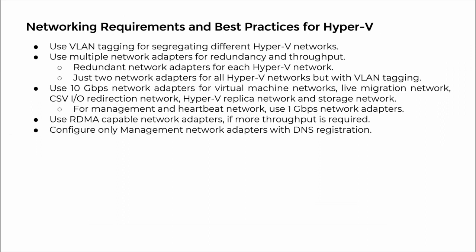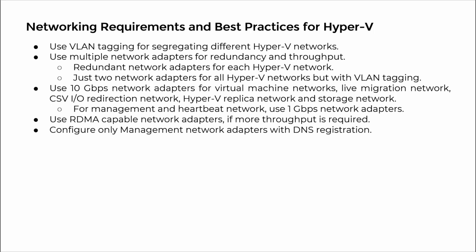Now let's talk about some of the networking requirements and best practices for Hyper-V, because it can become more comprehensive depending on the design of your Hyper-V topology. But here are some of the general requirements and best practices for Hyper-V networking. It is recommended to separate out the different types of network using VLANs and use two network adapters for each Hyper-V network, as it provides two independent physical paths. These paths can be used for high availability purposes and aggregate throughput for a given Hyper-V network. You can also simply use two network adapters for all Hyper-V networks and segregate the networks using VLAN tagging.